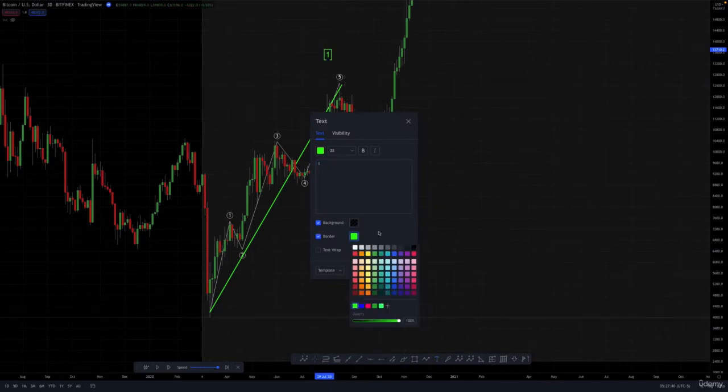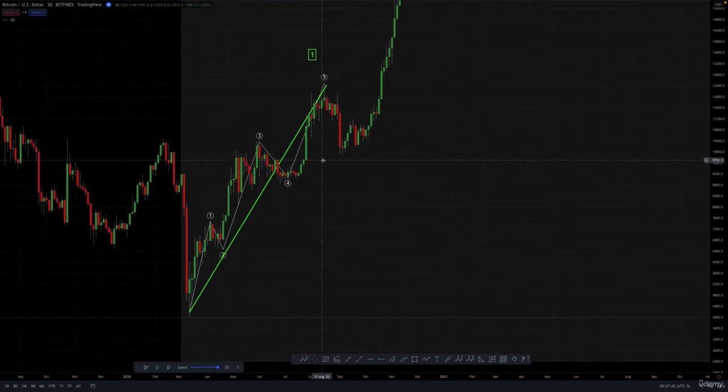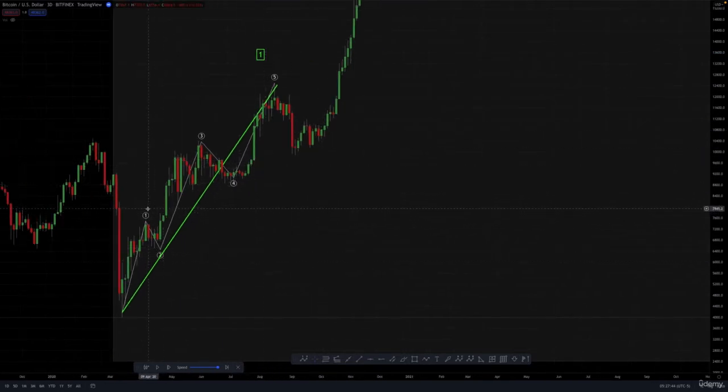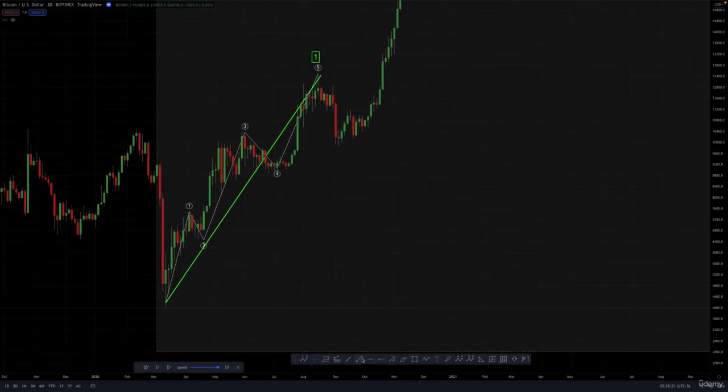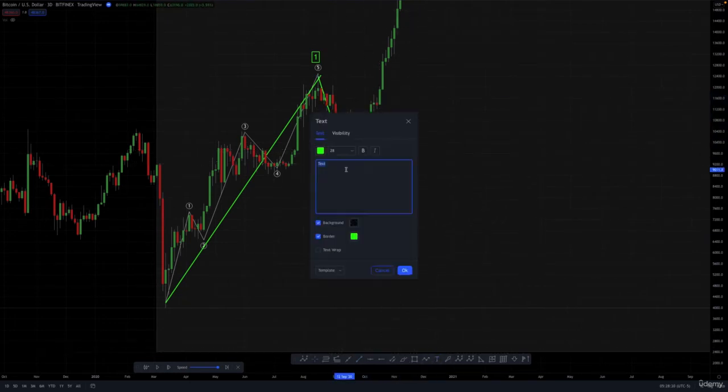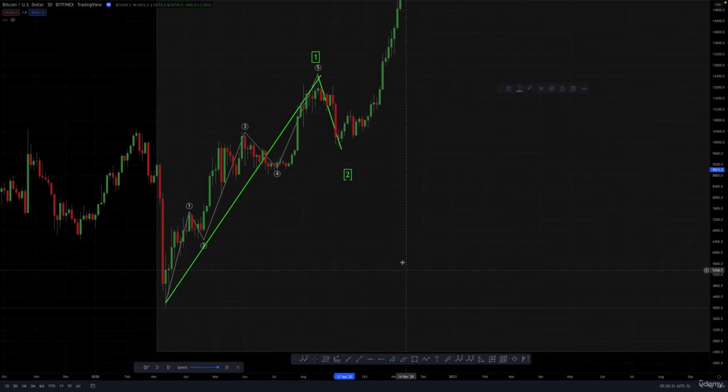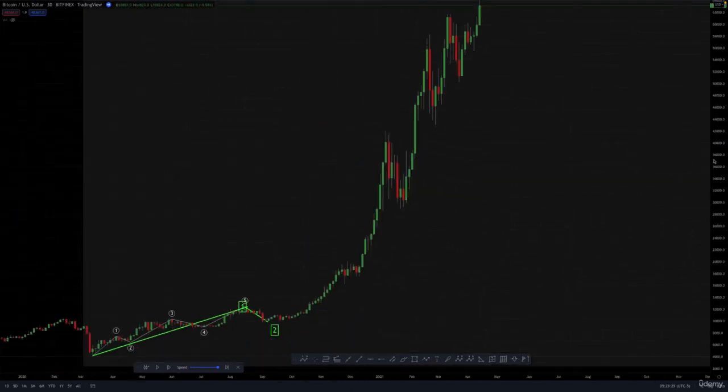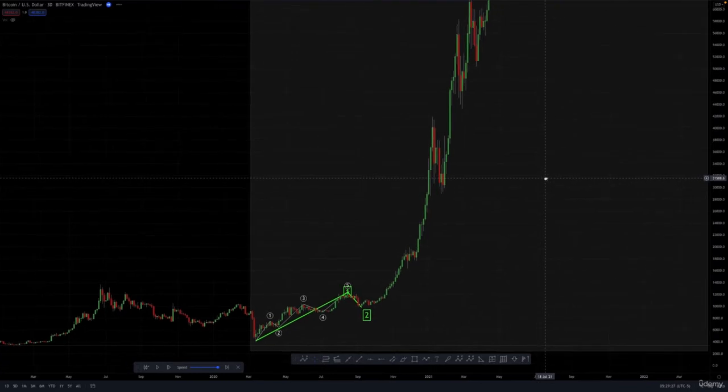I'm just making sure that I choose the same color so that there is no confusion, right? So we clearly have 3 subwaves, 1, 2, 3, 4, 5, and we then see the correction. So it's ABC. We'll go into details of corrective patterns later, but let's just call this 2. Let's see now what happened after that.